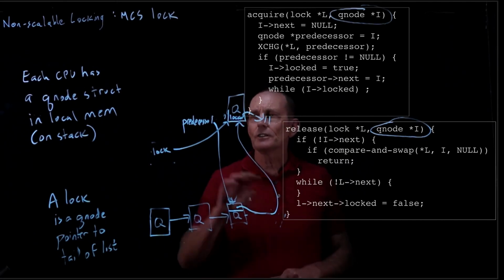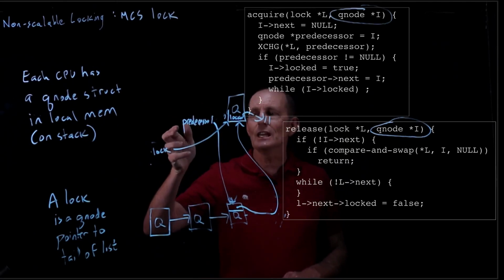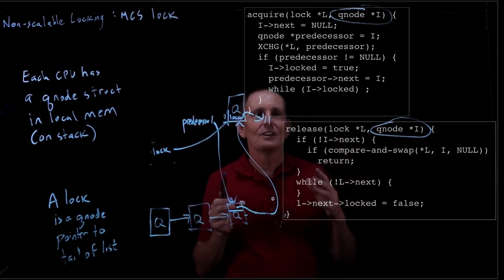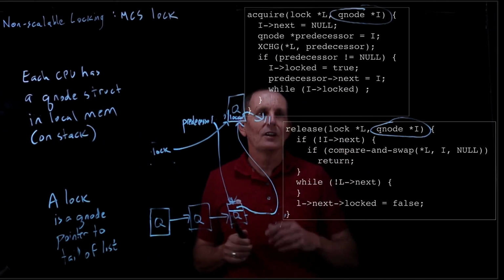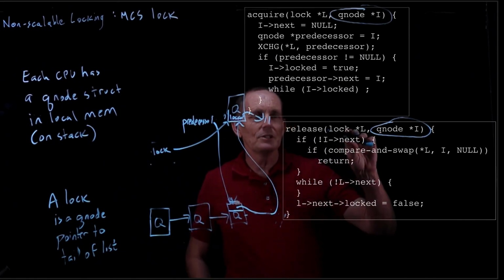You can satisfy yourself that this atomic exchange satisfies the fact that even if multiple CPUs are executing the acquire at the same time, we're still going to end up with a linked list of all of them. On a release, what do we do?